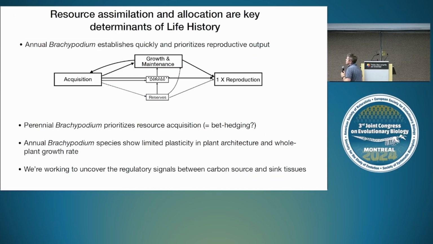Okay, so just to wrap this all up, I've shown you today that annual Brachypodium establishes quickly. It's a rapid growing plant. It's probably trying to grow quickly in this short environment, and it seems to prioritize reproductive output in a stressful environment. By contrast, the perennial Brachypodium, while still filling seed, is doing so a lot less. Perhaps it's investing in the ability to see a second season, so there's a bet hedging strategy. We've gone on to show that annual Brachypodium shows relatively limited plasticity in plant architecture or whole plant growth rate.